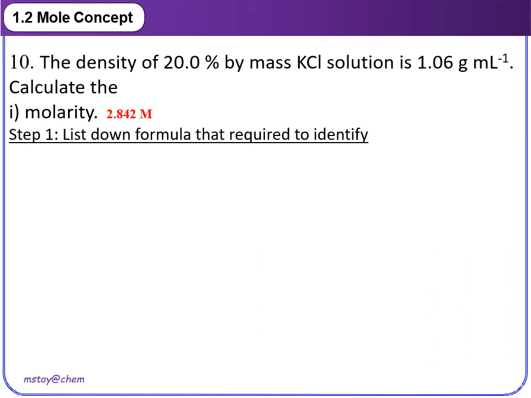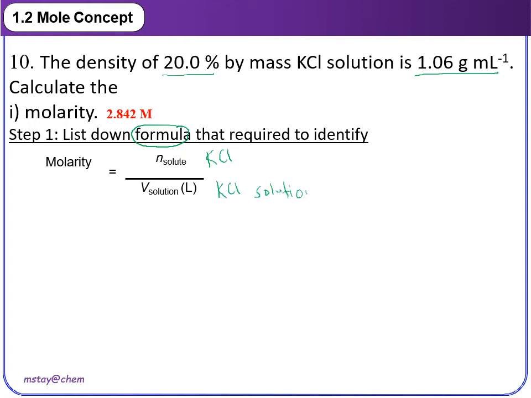Now we are in question 10. The density of the solution is 20% by mass, and density is 1.6 gram per mL. First, they ask us to calculate the molarity. So again, you see, we need to list down the formula. Molarity is mole of solute, in this case KCl, over volume of solution, which is KCl solution.